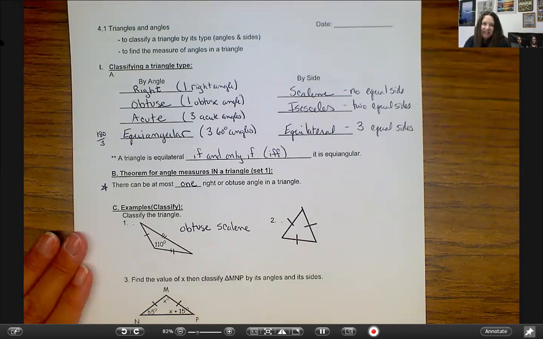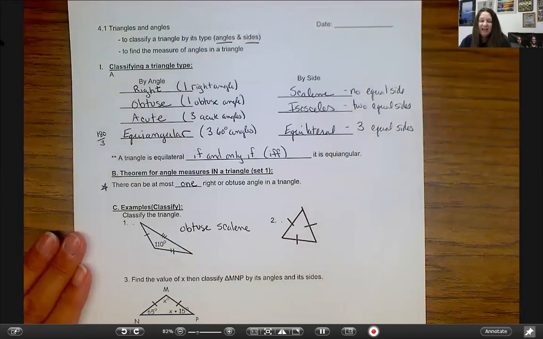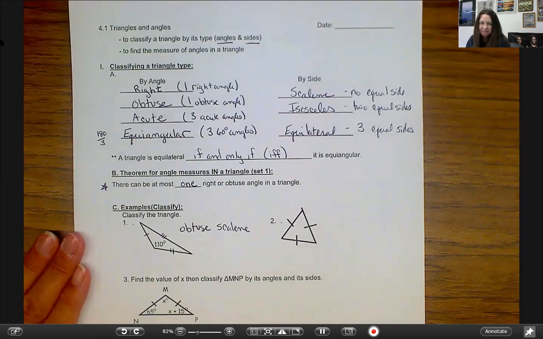So there's the key idea when you're classifying. You always have to classify it by its angles and its sides. So be careful there.